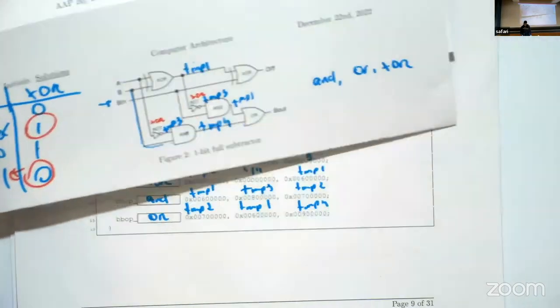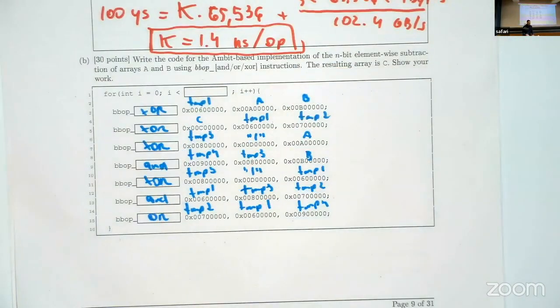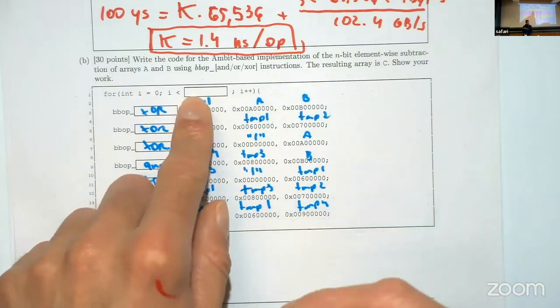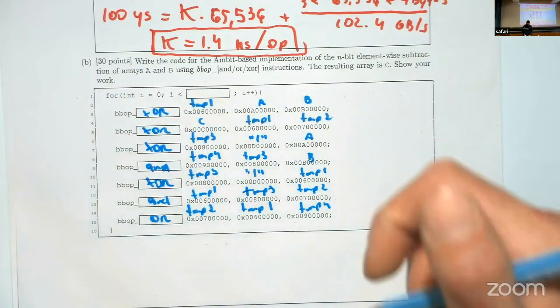Okay. So then you have the equation. Don't forget that there is this box here. So this is bit 0 computation. So this needs to repeat n times.